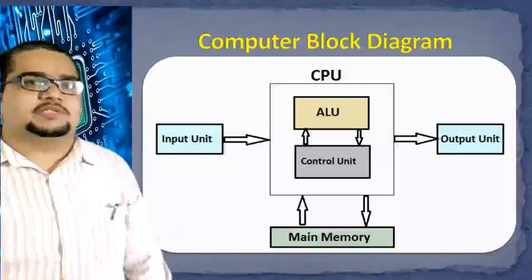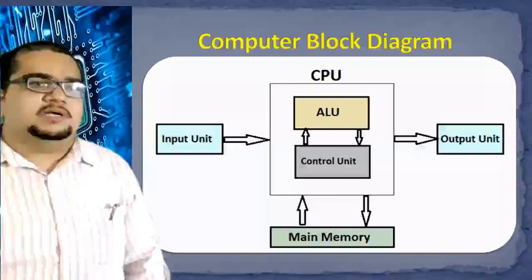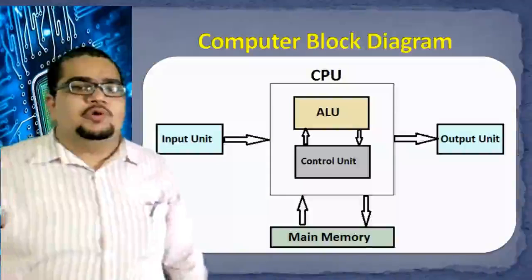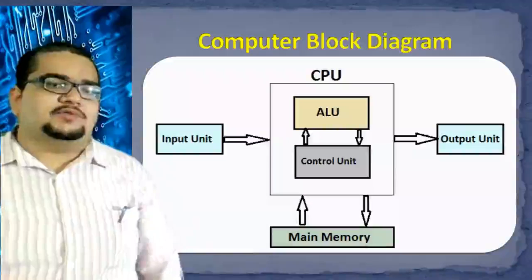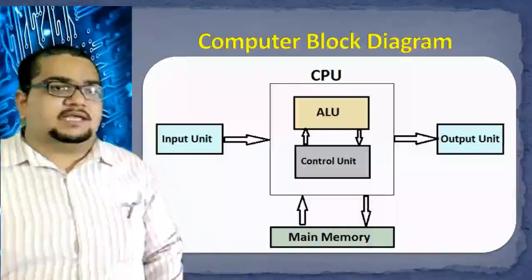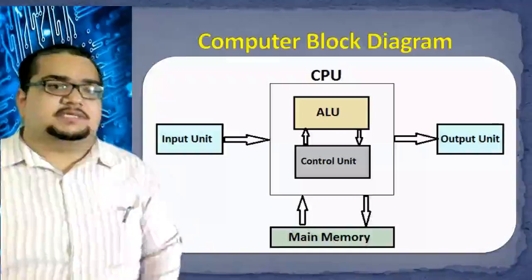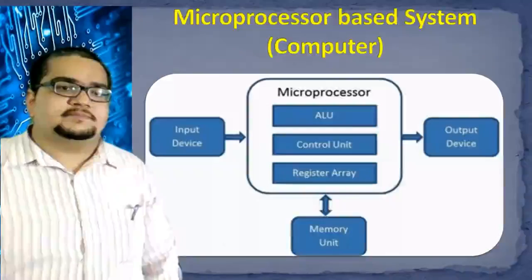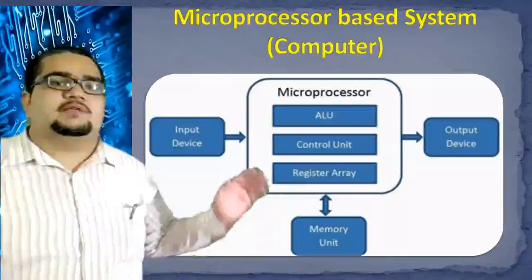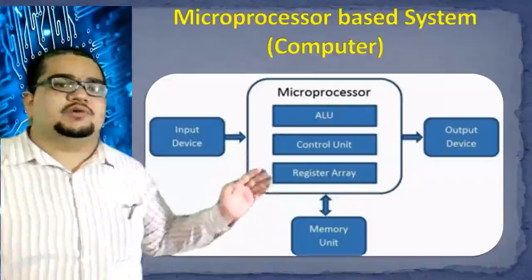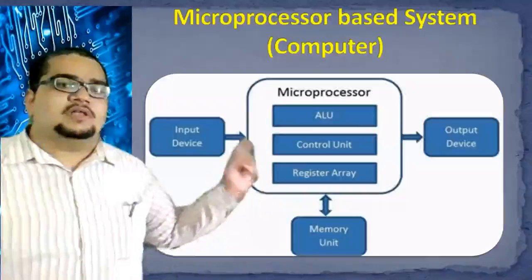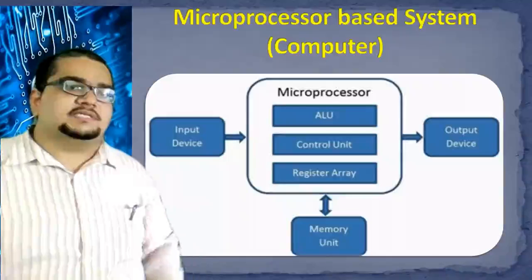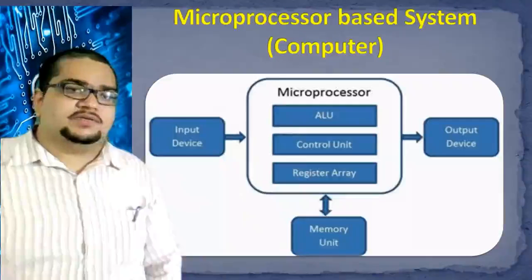We have checked out the basic block diagram of a computer. What does a computer contain? It contains input devices, output devices, and a CPU. Sometimes we consider the memory as a part of the CPU, but that is not the case in microprocessor-based systems, where the memory is connected externally. Internally, a microprocessor has only the ALU, control unit, and a register array. We have seen all such things in the architecture of the 8086, and specifically the register array we discussed in the register organization of the 8086.